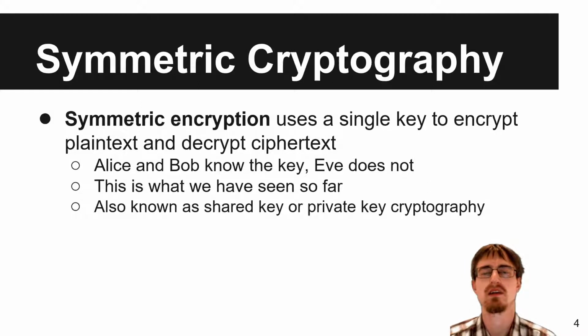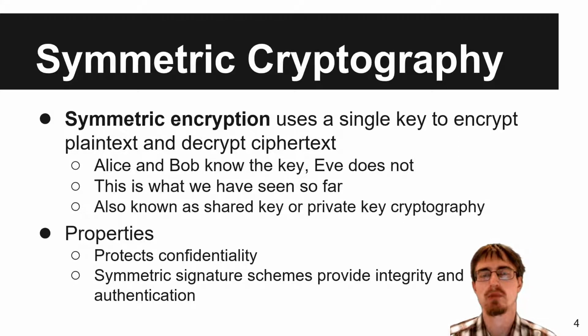So the symmetricality is the fact that the key is the same. Now this key is shared between Alice and Bob. Both of them know the key, but Eve does not. So this is exactly the situation that we've seen so far, and this is also known as shared key or private key cryptography. And private key here refers to the fact that the key must remain private. So in asymmetric cryptography, we can expose one of the keys without endangering the security of the system.